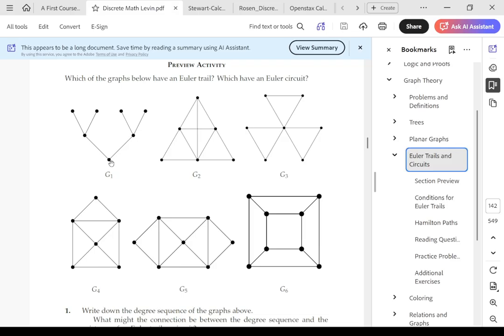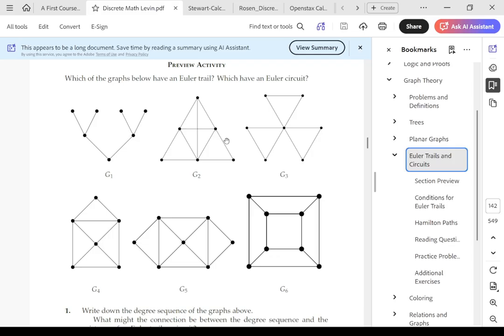Now G2, so here we have a vertex of degree 3. This one here is 1, 2, 3, 4. Okay, that's fine. This one is 1, 2, 3, 4, 5. That has 2. And this one is 1, 2, 3, 4. Okay, so it looks like we have 2 odd degrees. So no circuit, but it looks like we do have a trail. Now in order to find that trail, it is important that you start at the odd one and you will end at the other odd vertex.